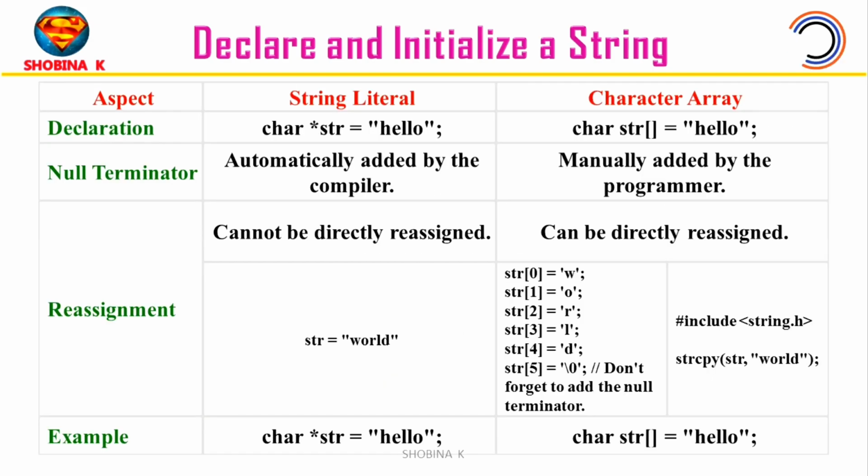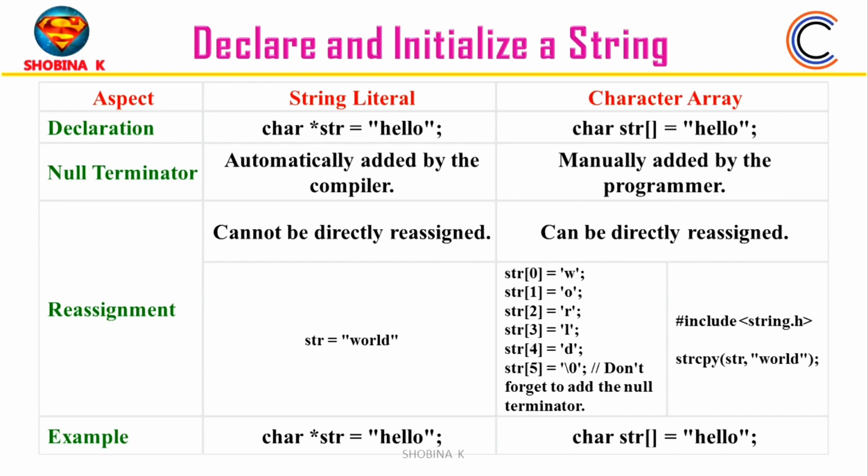So the main difference is how the null character is handled and whether the string can be modified after initialization. With string literals, the null character is added automatically and the string cannot be modified directly. With character arrays, you have to add the null character manually, but you can modify the string afterward.